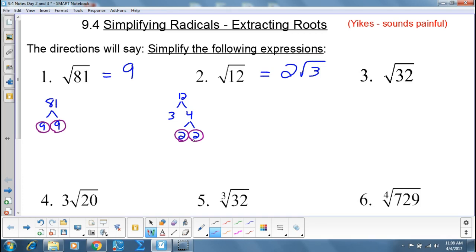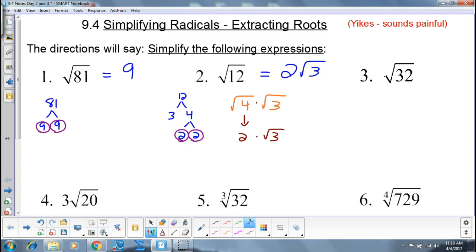Okay? Or we could write the square root of 12 as the square root of 4 times the square root of 3. And the square root of 4 then is 2. Okay? So either way like that, we get 2 square roots of 3. Okay? Anybody get the square root of 32? If not, do the rest of those like we just did 1 and 2.